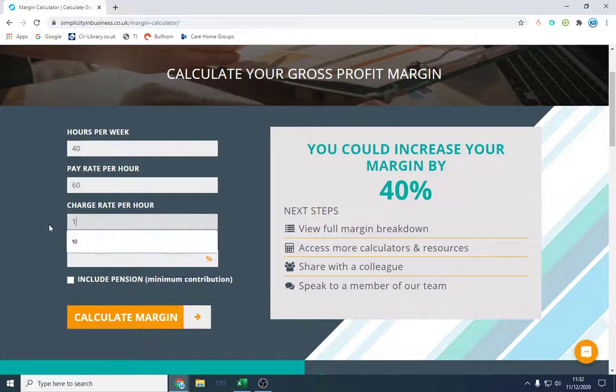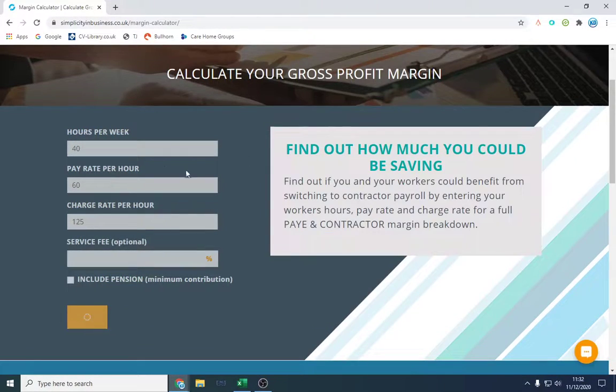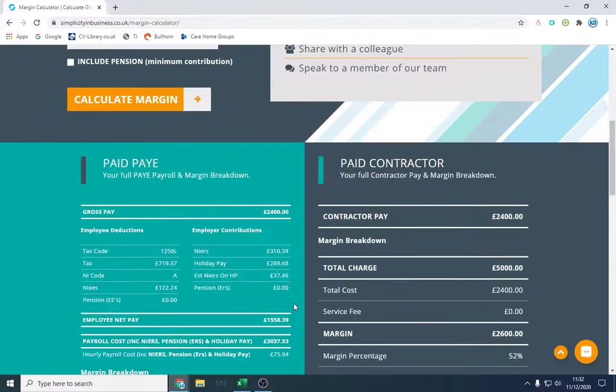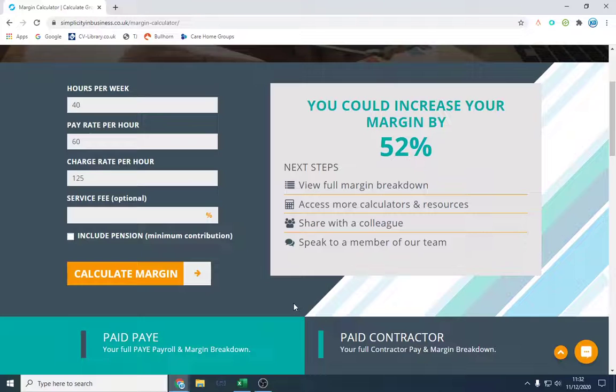In fact, it could be up to 125 I've seen off £60 per hour. So that person is taking 2 grand off of that worker for their service. These people are very hard to find.